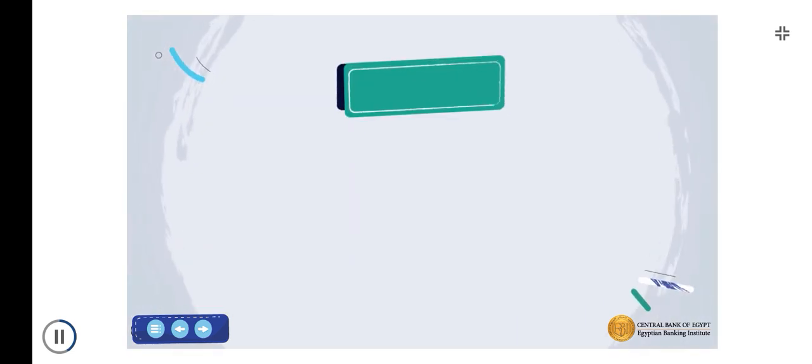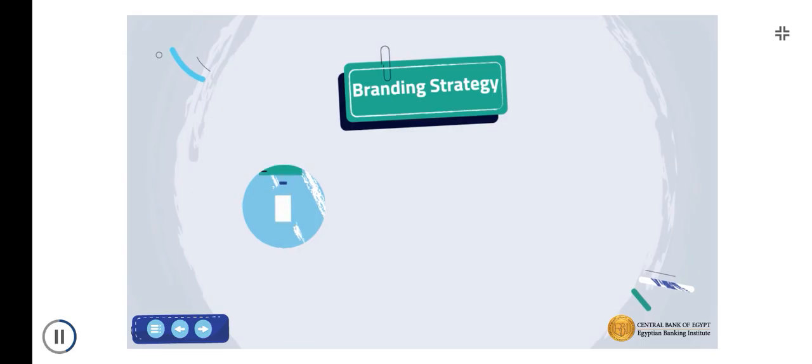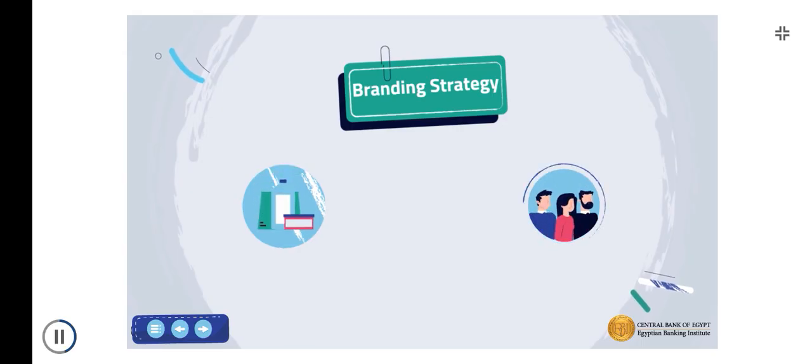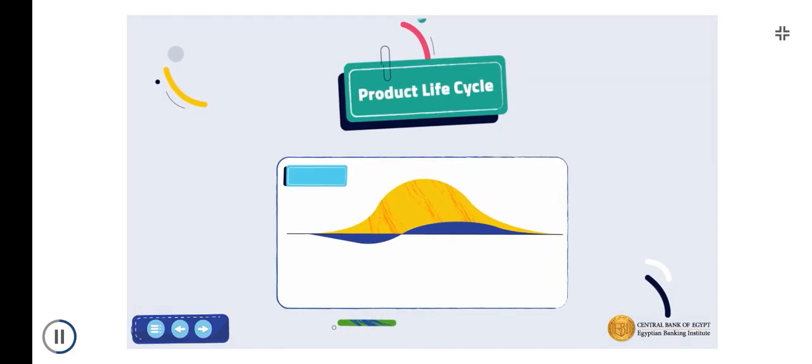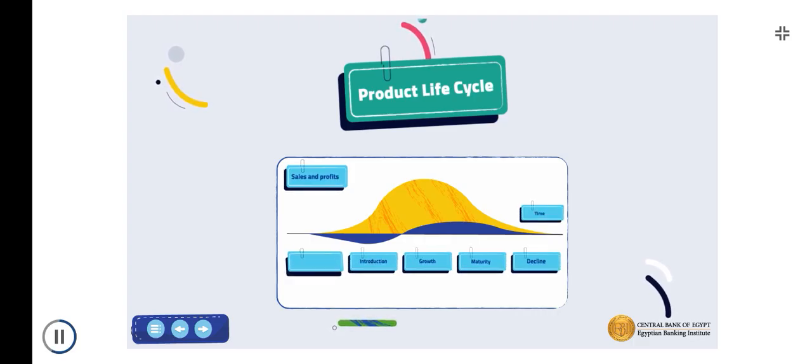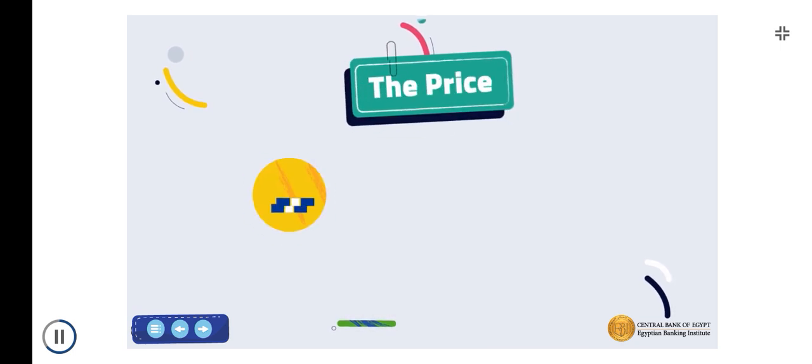Regarding the first P, which is product, we have a very important strategy here, which is a branding strategy, because branding will enhance the brand equity and actually will maximize customer loyalty. And also we have to know the different phases of the product life cycle, which starts with introduction, growth, maturity, and ends with the decline. The importance of studying the product life cycle is to customize your strategy according to the phase in which your product is existing.